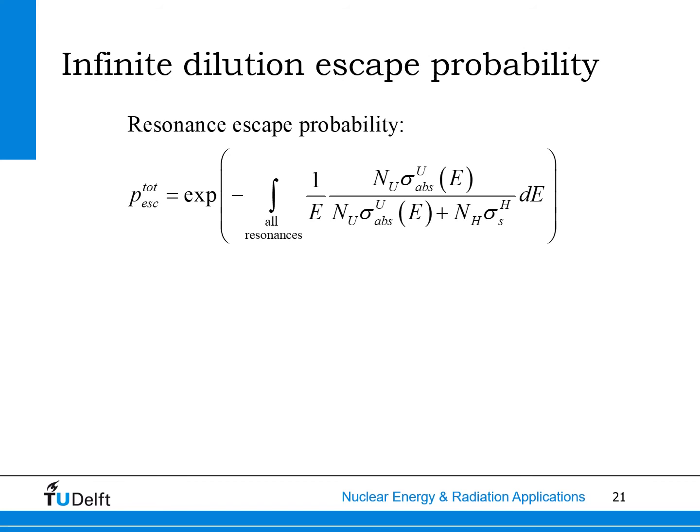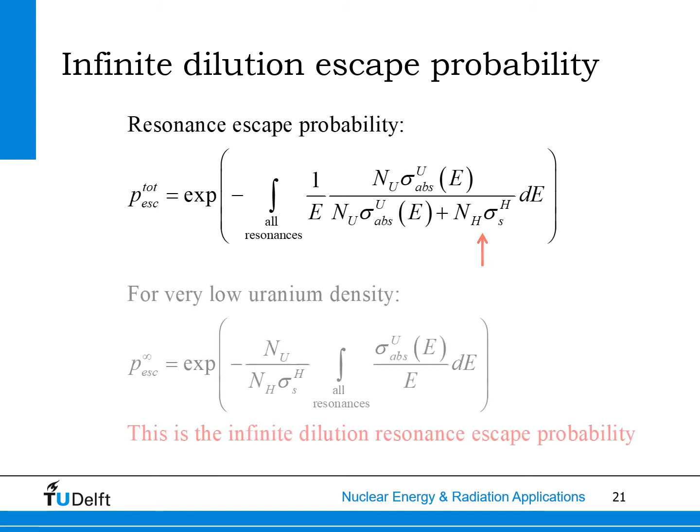Like we did previously, we can decompose the total cross-section in the denominator as the sum of the absorption cross-section of the uranium and the scatter cross-section of the hydrogen. If the uranium density becomes very low, such that the uranium absorption cross-section in the denominator is much smaller than the hydrogen scatter cross-section, we can neglect the absorption term and simplify the formula to the expression on the lower line on this slide.